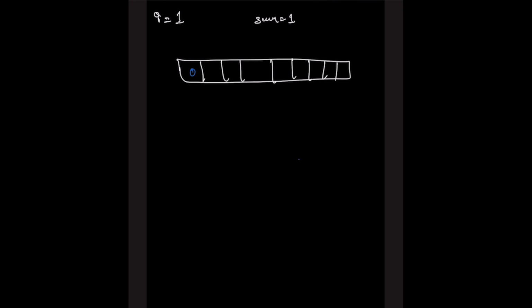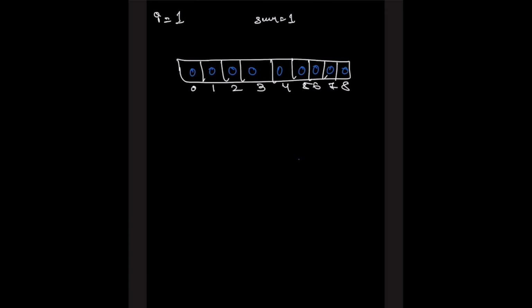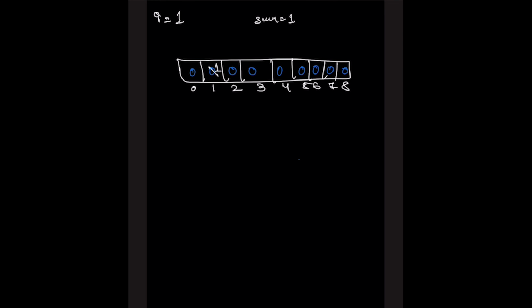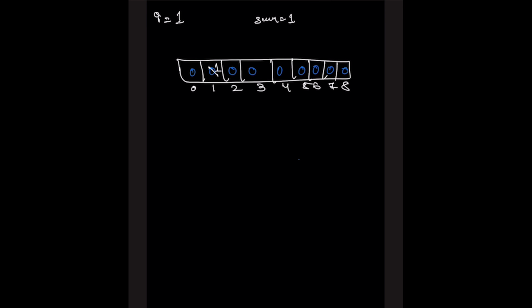Initially all values are 0, the default value of an array. Then indexes 1, 2, 3, 4, 5, 6, 7, 8. While i equals 1, it will update its index. Update index means sum of digits plus 1. Then index plus plus, so the 0 is converted to 1 at index 1, because we are adding.